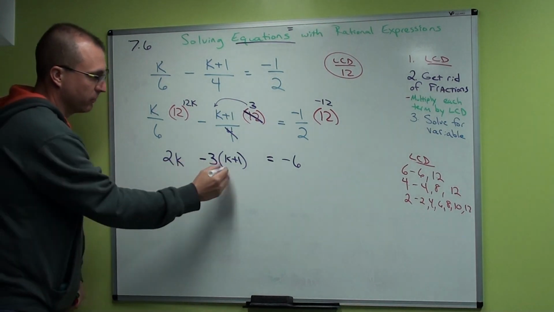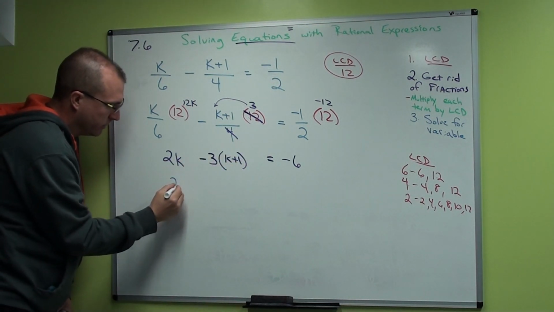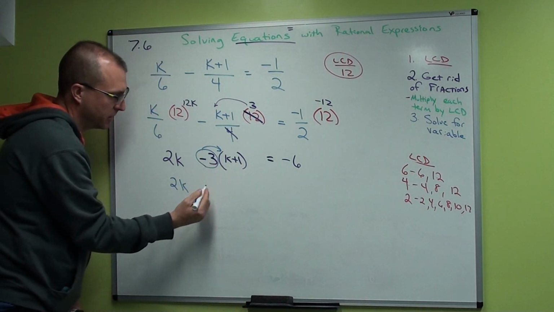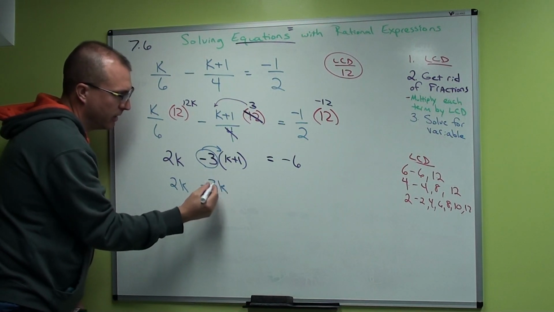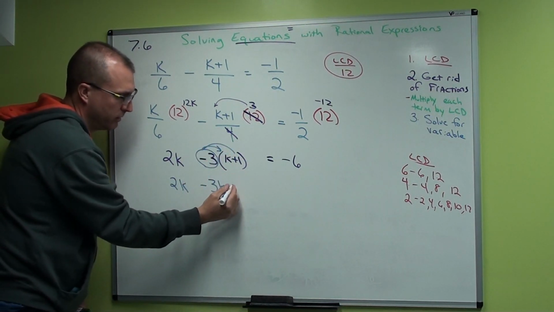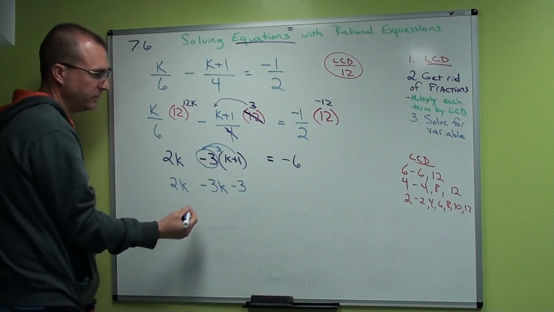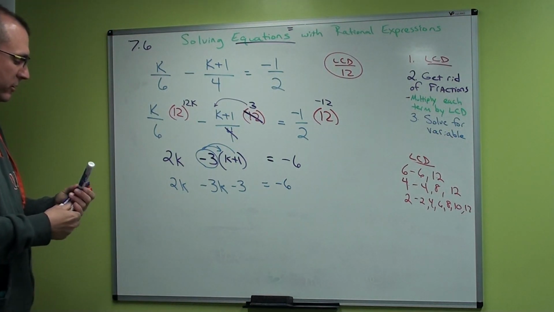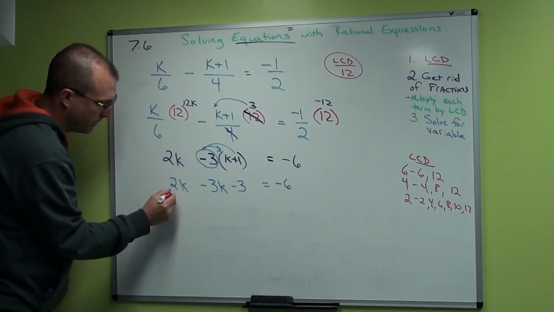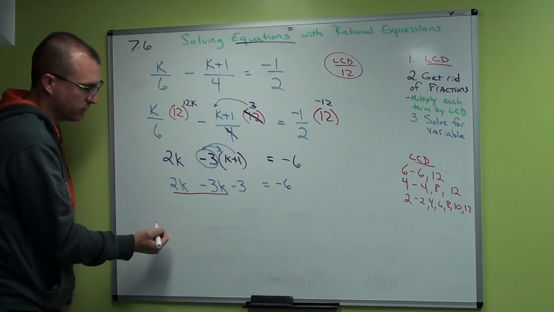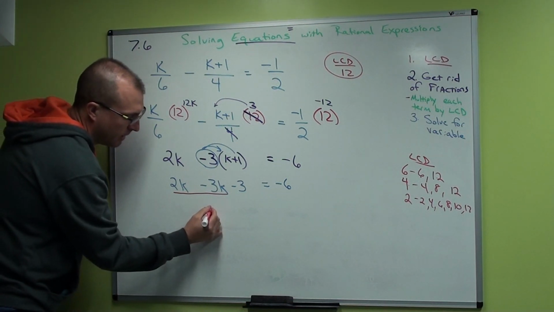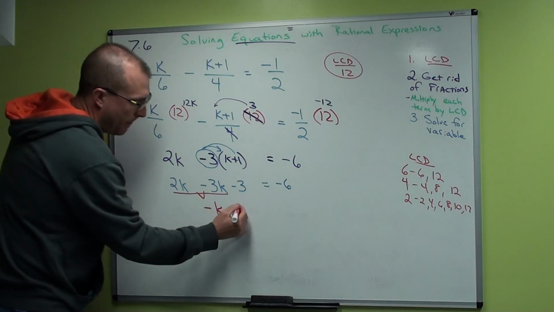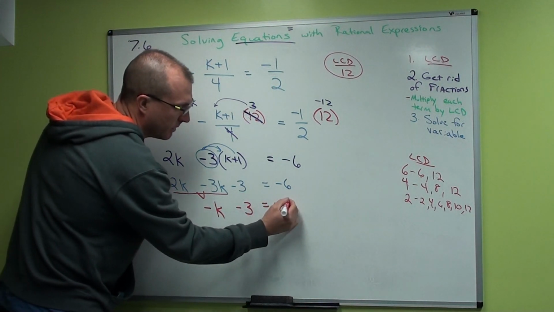Next step is distribute, right here. So we're going to rewrite 2k. We're going to distribute this. Negative 3 times k is negative 3k. And then negative 3 times 1 is negative 3. And now it equals negative 6. Combine like terms. I have a 2k minus 3k, which is going to give me a negative k. So these two give me a negative k. Minus 3 equals negative 6.